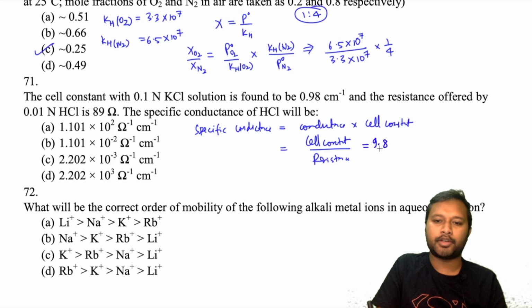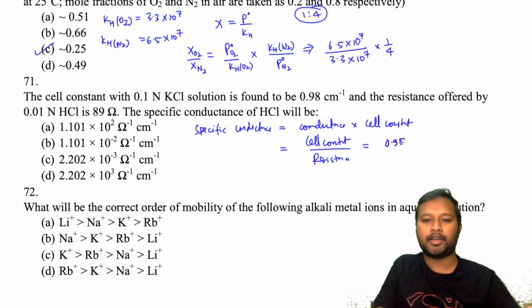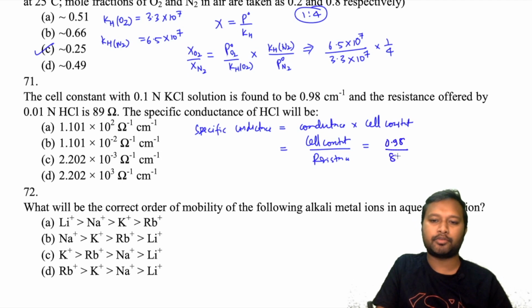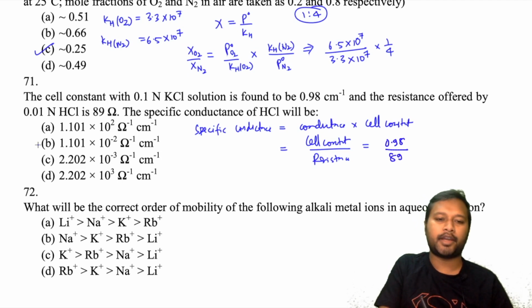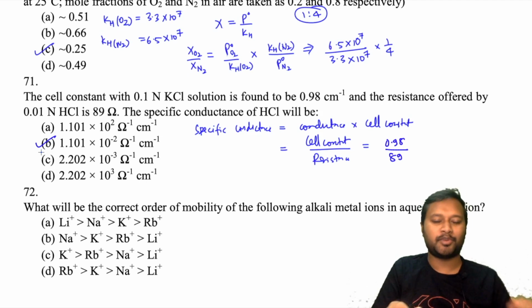So just put it as it is. It is going to be 0.98 divided by the resistance, which is 89. Solve this up and you will get option number B as the correct one. So you have to be careful about this thing.